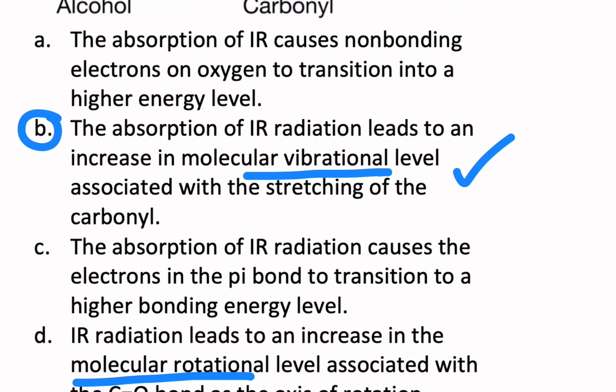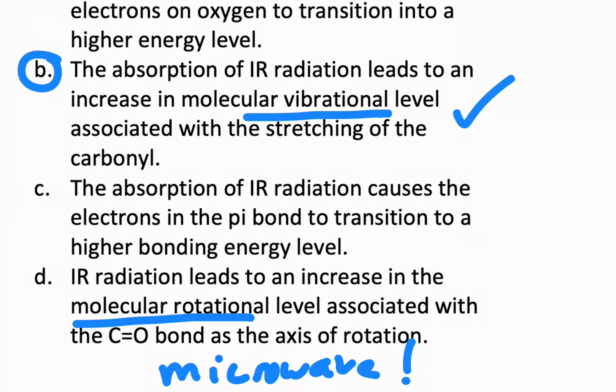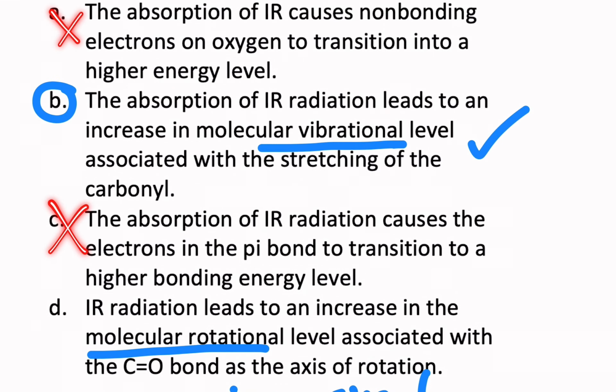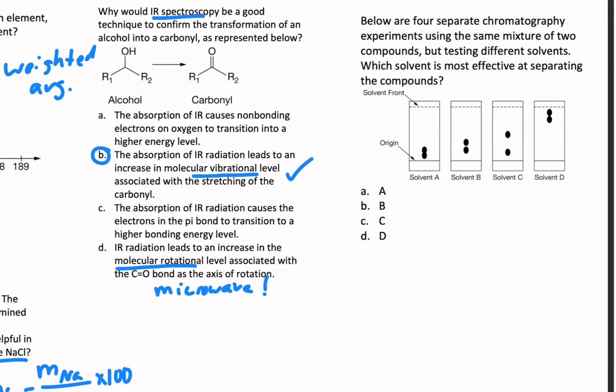Check out the other choices. The absorption of IR causes non-bonding electrons, meaning lone pairs, to transition to a higher energy level. Nope, that's not what IR does. IR causes vibrations. IR causes the electrons in the pi bond to transition to a higher energy level. No, again, we're not talking about excitation of electrons.